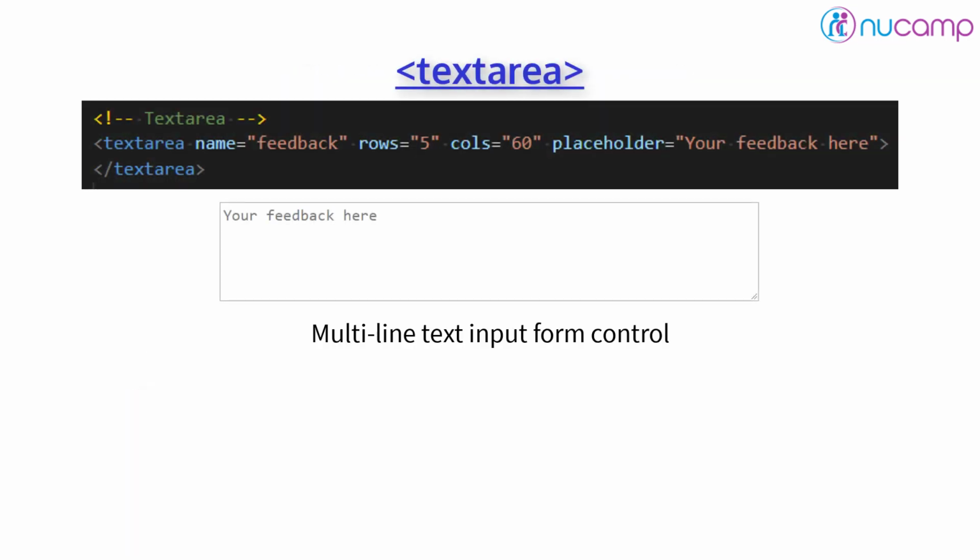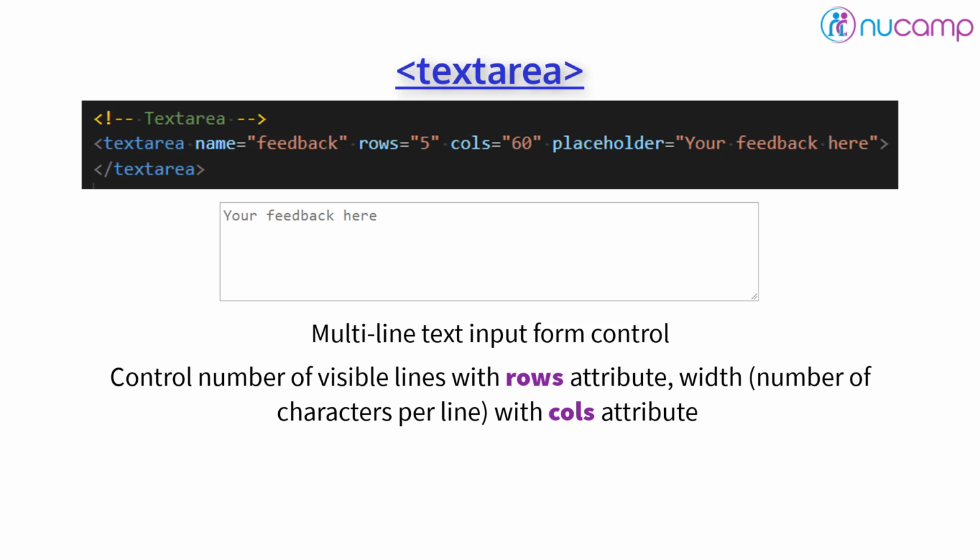The text area element is another form control that is used when you want to have a multi-line text input. When we use the input element with the type attribute set to text, that's only capable of creating a single line text input. Use the text area element when you need to have a larger text input box. You can control the number of visible lines using the rows attribute, and the number of characters in width using the cols attribute, where one column is equal to one character.